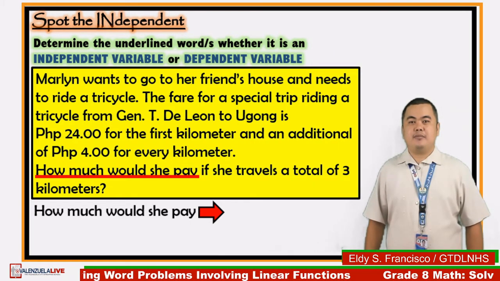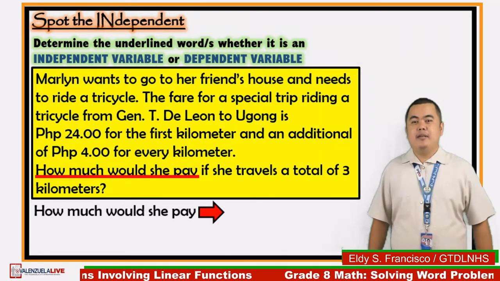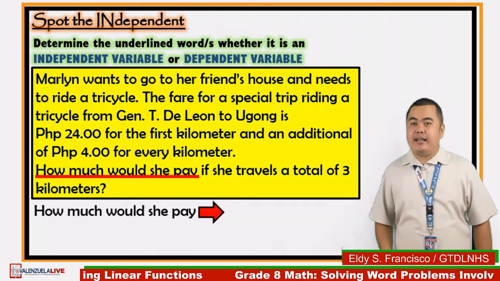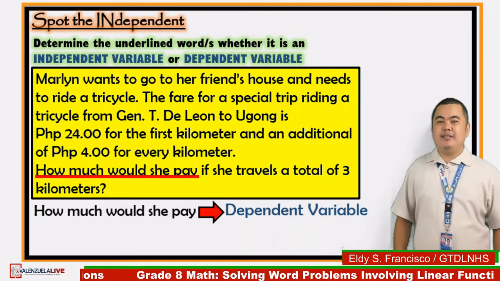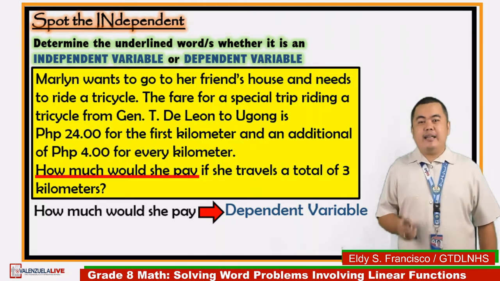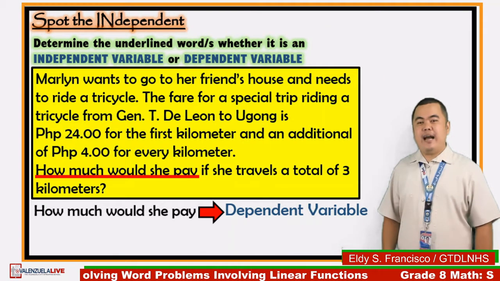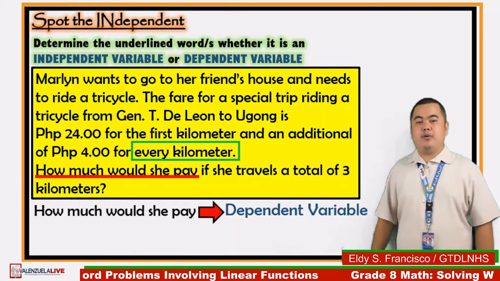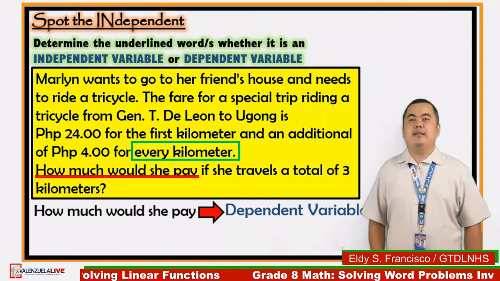Okay. If your answer is dependent, then you are correct. Very good. And how about the independent variable? Alright. The independent variable is every kilometer. Okay.